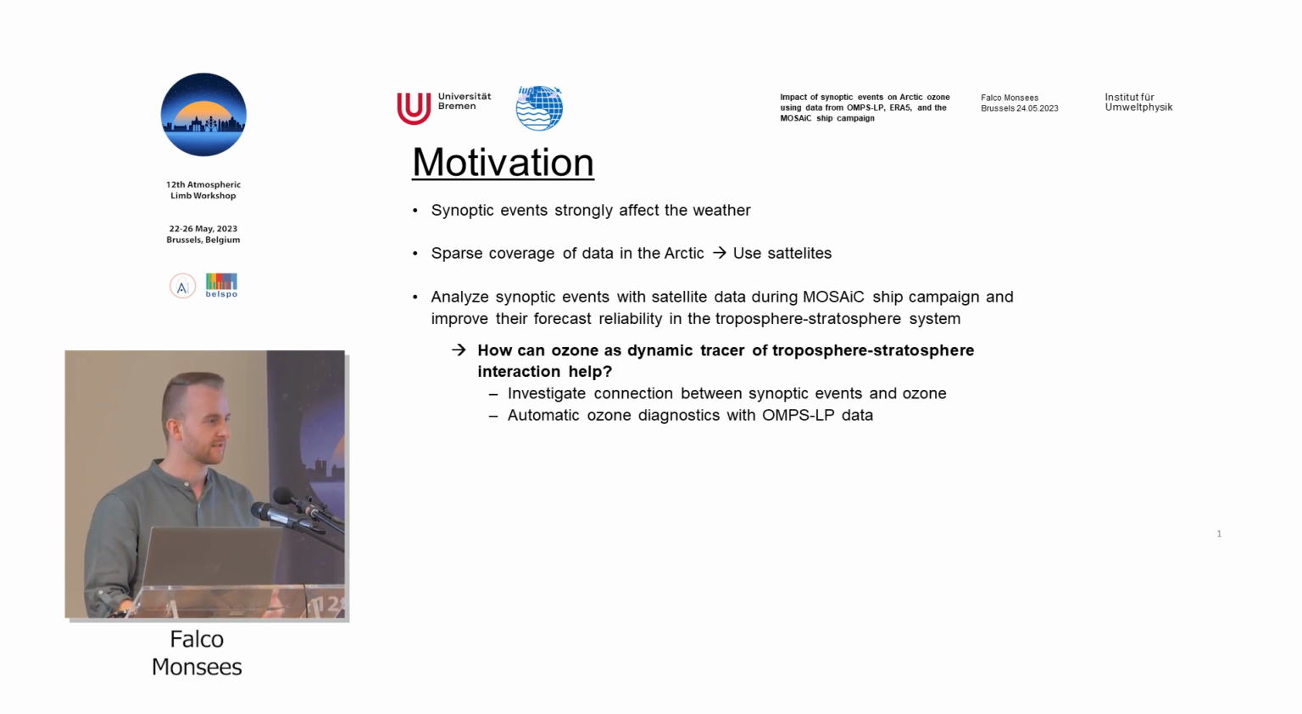Ozone is a dynamic tracer of troposphere and stratosphere interaction, and synoptic events strongly affect this region of the atmosphere. So we can use the ozone data to make statements about synoptic events. Our goal was to first investigate the connection between synoptic events and the ozone content, and then maybe produce an automatic ozone diagnostic, which can make statements about cyclones just from satellite ozone data.